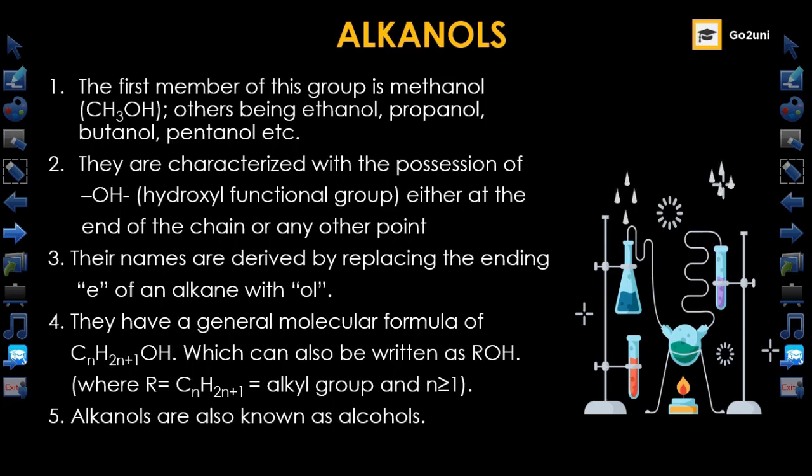The first member of this group is called methanol with the formula CH3OH. Other members in that family are ethanol, propanol, butanol, pentanol, etc. So we can see that the naming of these homologous families just follow a regular pattern. First members begin with met. The second members are et, third member is prop, fourth member is but, fifth member is pent, and it continues on and on. Hex, hept, oct, non, deca.